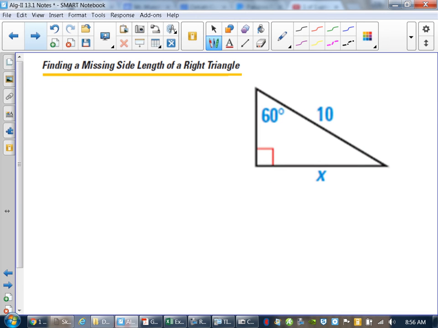Quick reminder, obviously this is a right triangle. Everybody okay with that? Because the little red square kind of helps out a little bit. This is a 30, 60, 90.